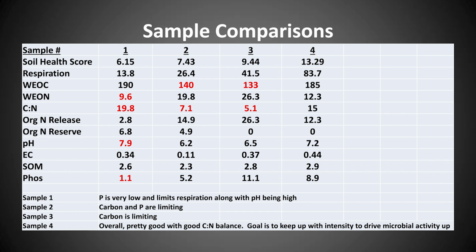Sample 4, overall pretty good. We got a pretty good carbon and nitrogen balance at 15. The goal is to keep up with this intensity to drive up that microbial activity. So in other words, don't do anything drastic. Just keep doing what you're doing, but you just need a little more time. Remember, it took 100 years to degrade soil down to where we started from. Most of us. You get to the southeast, maybe 200 years. It's going to take a little bit of time to build it back up.